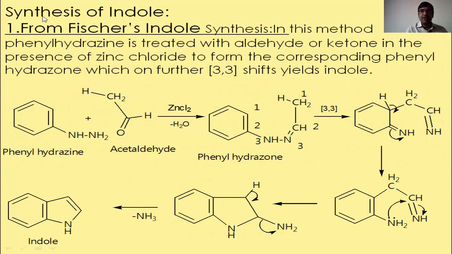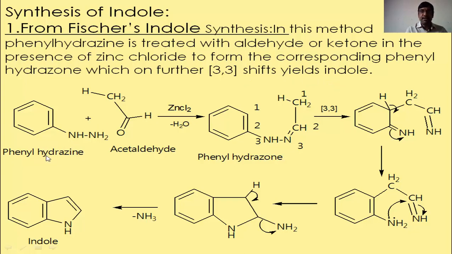The synthesis of indole by the Fischer indole synthesis. In this method, phenylhydrazine, this is the phenylhydrazine, is treated with an aldehyde or ketone, this is the aldehyde, in the presence of zinc chloride to form the corresponding phenylhydrazone, which on further 3,3 shift or Claisen rearrangement, we will get indole as the main product.